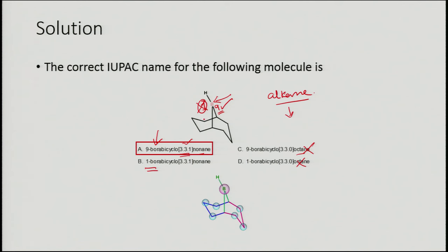9-bora-bicyclo-3.3.1-nonane. So, 3.3.1 means here 1 carbon, 2 carbon, 3 carbon. So, this is one of the bridges. So, another 3 carbon, this is the second bridge, and there is one boron, that is the third number 1. It is always written with dots, it is not written with commas. So, 3.3.1 is the numbering we have to follow for these kinds of bridged or cyclic systems.